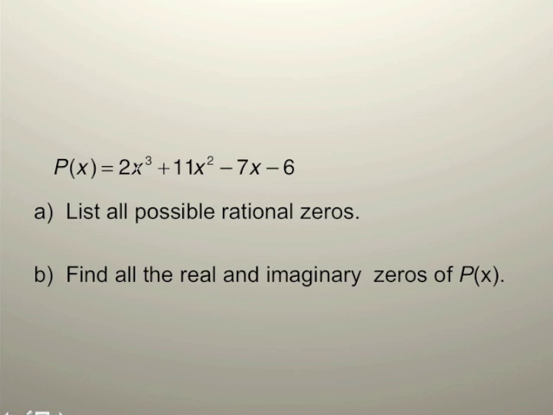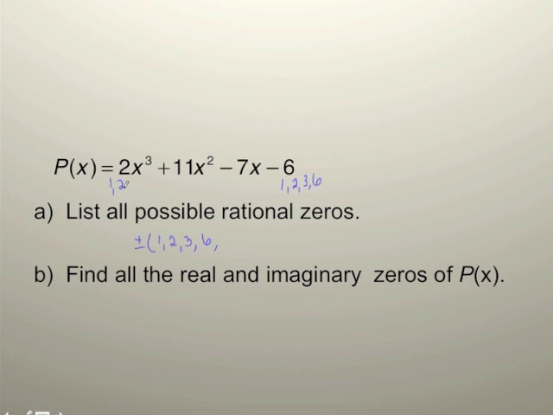Let's do this again. This is an x cubed. Listing all the possible zeros first. The factors of 2 are 1 and 2. The factors of 6 are 1, 2, 3, and 6. It's always plus or minus, and then we'll do the list. We take 1 into all of these factors. So 1 divided by 1, 2 divided by 1, 3 divided by 1, 6 divided by 1.